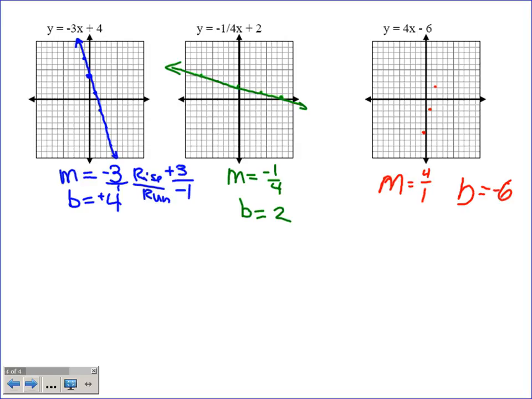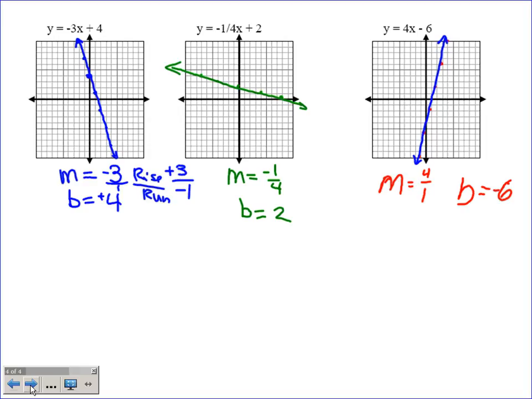Yep, it's tough. Up 4 over 1, and up 4 over 1 until we fall off the page. Looks good. Now we have to use the opposite slope, so down 4 and left 1. Then we have to draw the line, which is my job. That's why I get paid the big money to draw the straight line, which looks something like that. Okay?